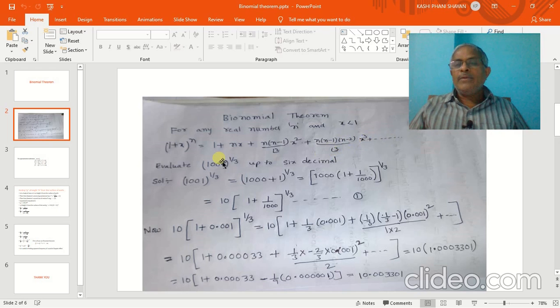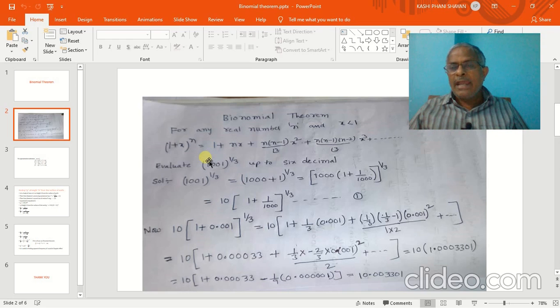So you have to remember this equation: (1 + x) power n is equal to 1 plus nx plus n into (n minus 1) by factorial 2 into x square plus n into (n minus 1) into (n minus 2) by factorial 3 into x cube, and so on. This is the expression for the binomial theorem. This is the expression for (1 + x) to the power of n.